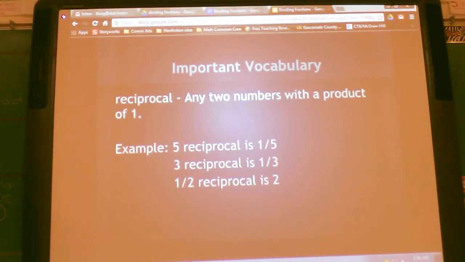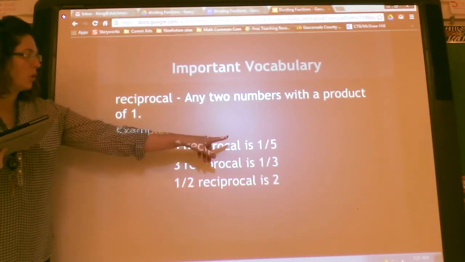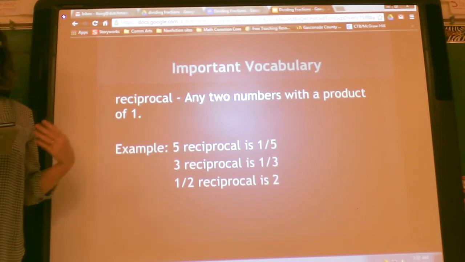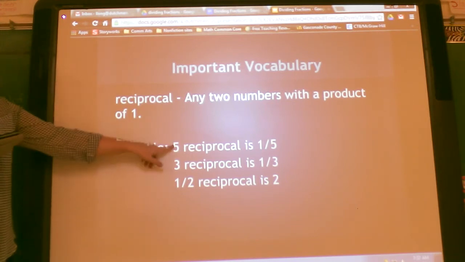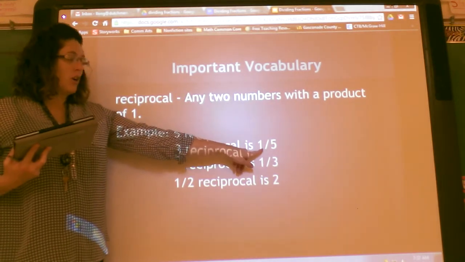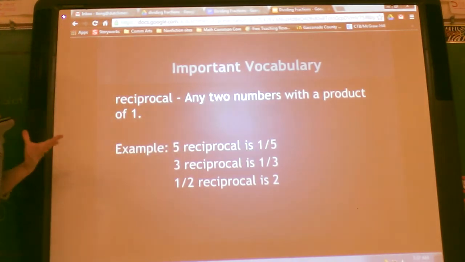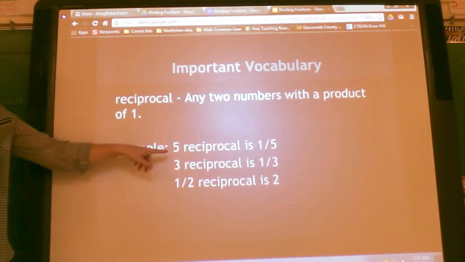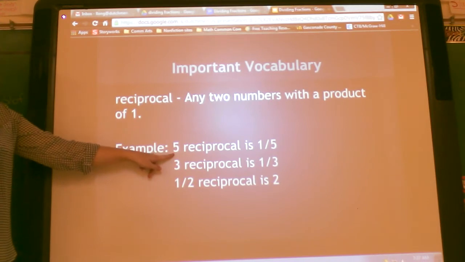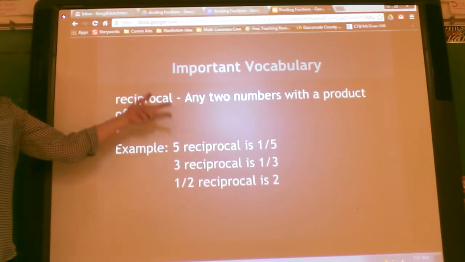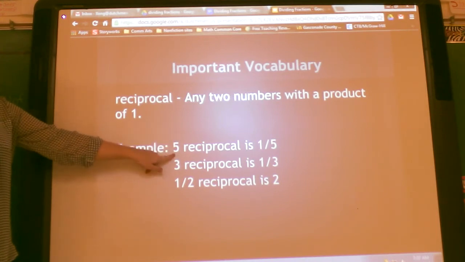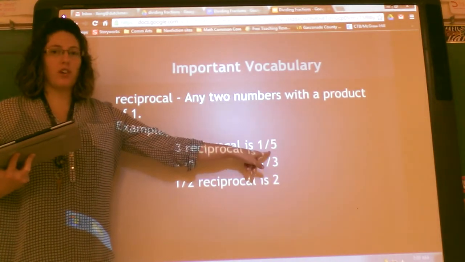It is any two numbers with a product of 1. Okay, for an example, if we have 5 and 1/5 and we multiply those together, our answer is going to be 1. 5 and 1/5 are reciprocals. Now, here's the way that you do that. If we wrote 5 as a fraction, we would put it over 1, so it would be 5 over 1. The reciprocal is you flip it. Okay, so 5 over 1, we flip it and get 1 over 5.